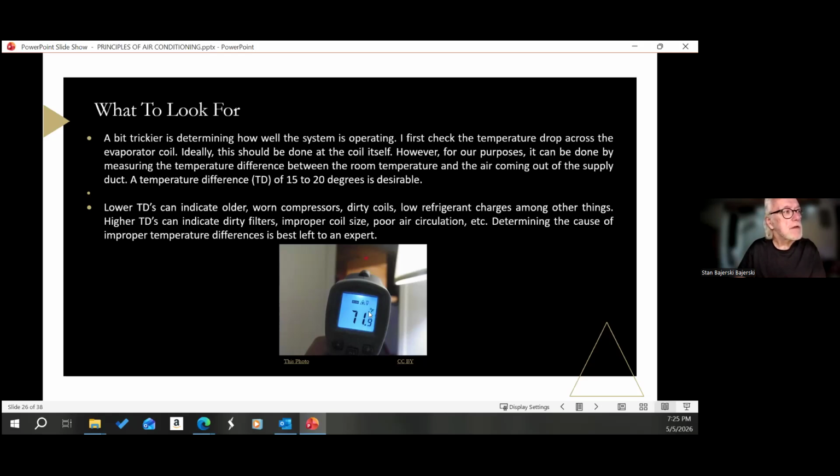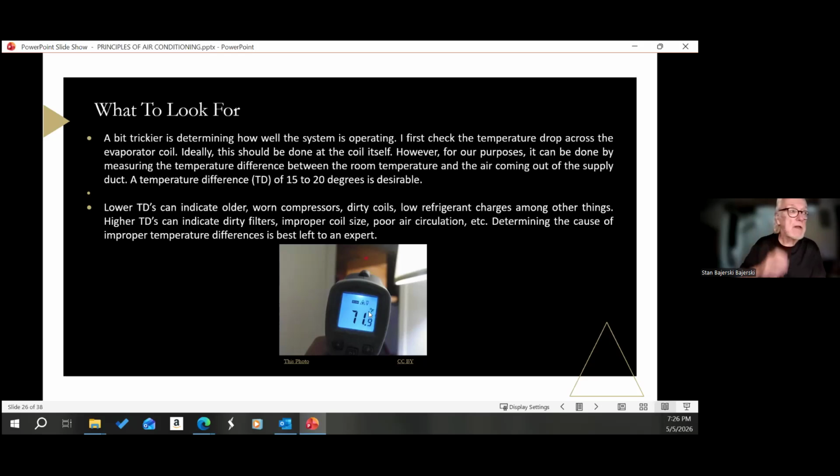Lower TDs can indicate older worn compressors, dirty coils, low refrigerant charges, among other things. Higher TDs can indicate dirty filters, improper coil size, poor air circulation, etc. Determining the cause of the improper temperature difference is best left to an expert.